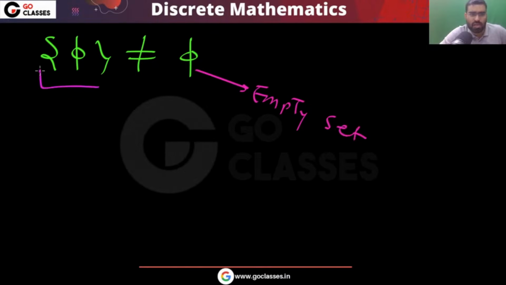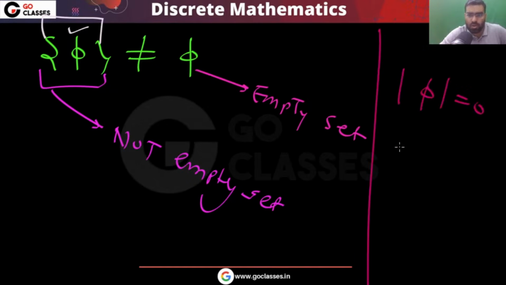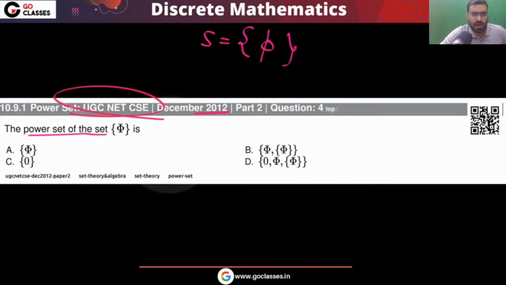But this set is not an empty set. In this set, there is one element, so it is not empty. This is the element. So these two are not the same. If I ask you the cardinality of the empty set, that will be 0. But if I ask you the cardinality of this set, that will be 1. So what is the power set of this?